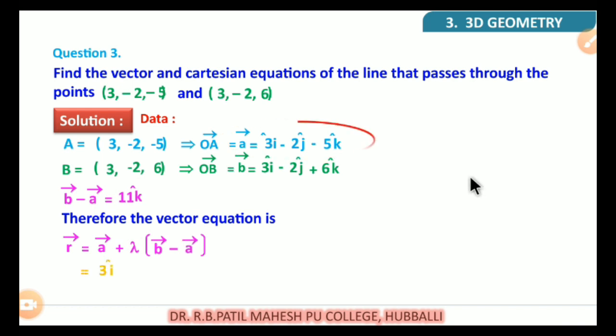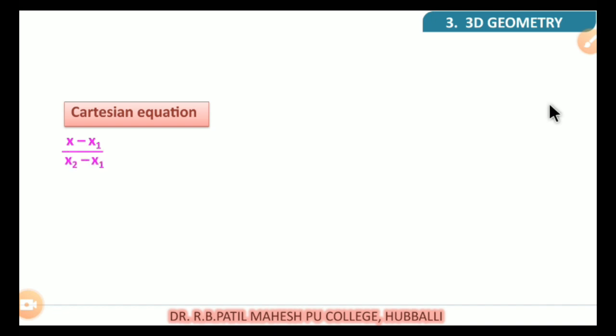Replace the values here. Vector A is 3i minus 2j minus 5k. Therefore r is equal to 3i minus 2j minus 5k plus lambda into the bracket of 11k. So this is the vector equation. Now find the Cartesian equation, that is x minus x1 divided by x2 minus x1 is equal to y minus y1 divided by y2 minus y1, which is also equal to z minus z1 divided by z2 minus z1.